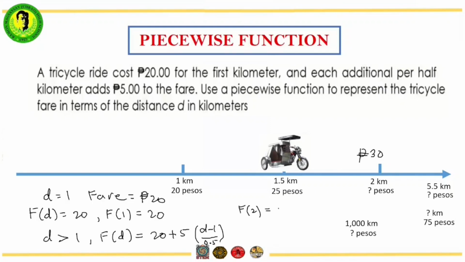Now, to check if our second function is correct, let us use 2 kilometers and see how much the fare will be. So, f of 2, because f is for fare and 2 is for 2 kilometers, will give you 20 plus 5 times (2 minus 1) divided by 0.5. Because 2 minus 1 divided by 0.5 is in parentheses, let's simplify that first. It will give you 2. So 5 times 2 is 10. And 20 plus 10 is 30 pesos. So therefore, our second function is correct.